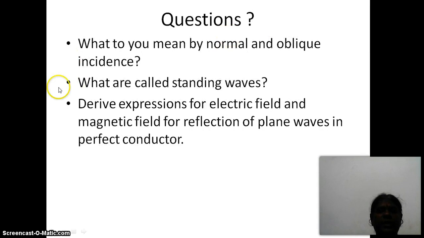Questions I would like to ask: what do you mean by normal and oblique incidence? If the incident wave is normal to the surface of the boundary between two media, that is called normal incidence. If it is oblique, it is called oblique incidence. What are standing waves? The combination of incident waves and reflected waves is called standing waves. As you know, they do not progress. They will be standing, so they are called standing waves.